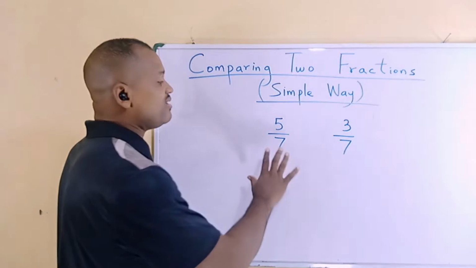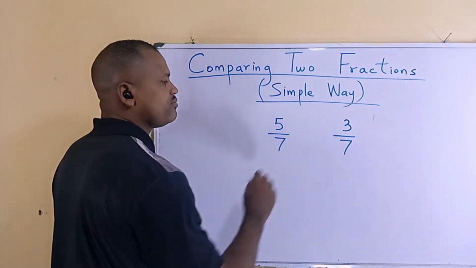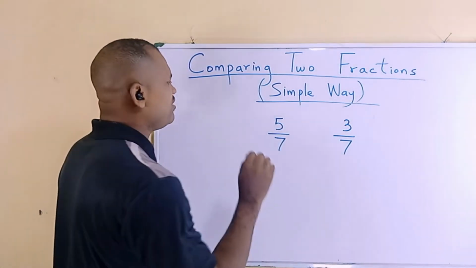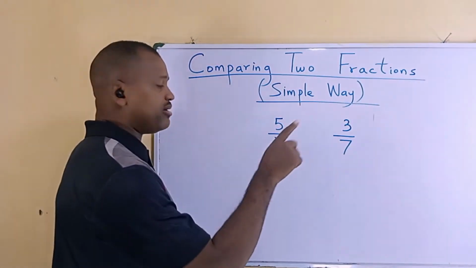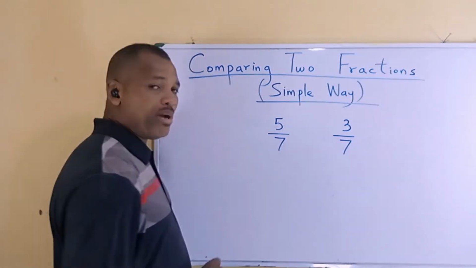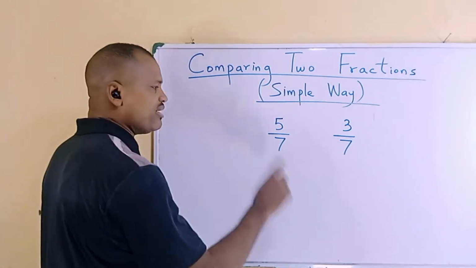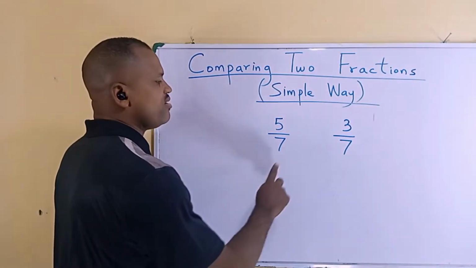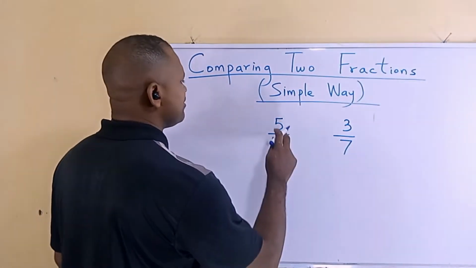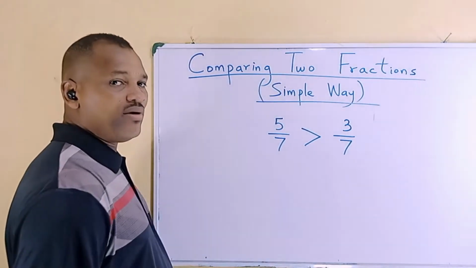So in this case, in comparing like fractions, you ignore the denominators or the bottom numbers. 7 and 7, ignore them. Your eyes should be on the top numbers, 5 and 3. The fraction with the bigger top number is the greater fraction or the bigger fraction if they have the same denominator. So in this case, 5/7 is greater than 3/7.